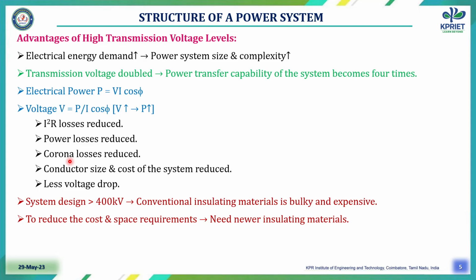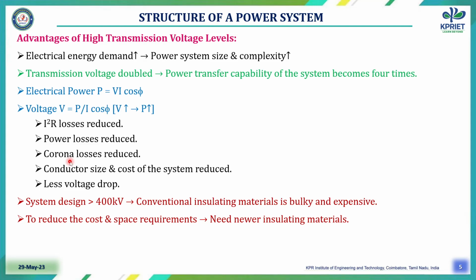We have to transmit over a long distance, and only after that can the consumer get the power. If we do not increase the voltage level, whatever power we have generated will be entirely wasted over the long transmission due to I square loss, power loss and corona loss. That's why we need to increase the voltage level, so that we can get the power with minimum loss.